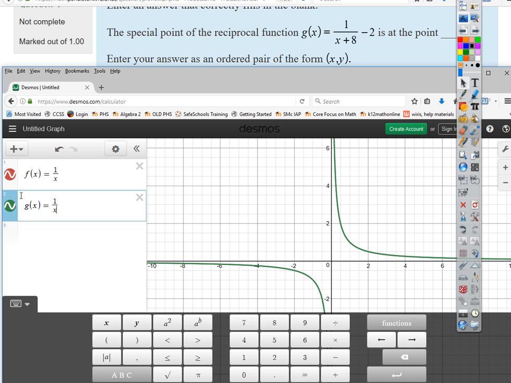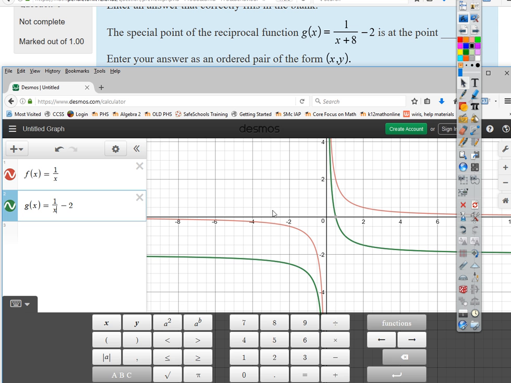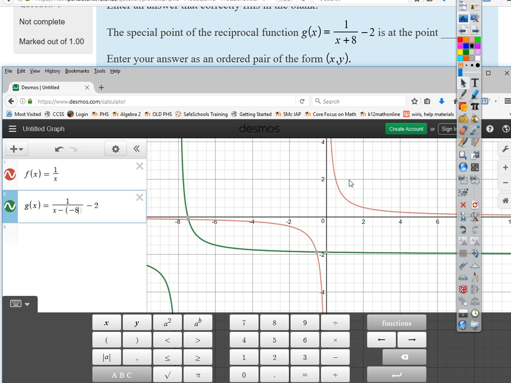There's 1 over x. Okay, let's do a couple things. So to the outside of the function, if we subtract 2, look what it did. It took everything and just moved it down by 2, didn't it? Now if we go over here, and adding 8 is the same as subtracting -8, right? What'd it do? Moved it over.